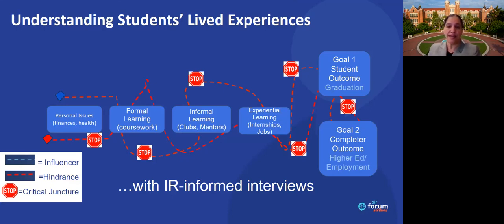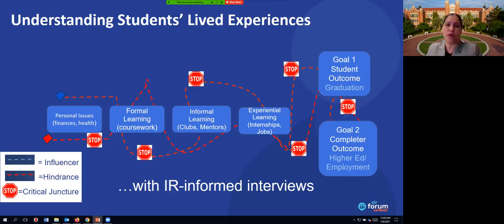So again, guided by institutional research, we have a better way to identify influencers, hindrances, and critical junctures. Critical junctures are basically these stopping points that students might have, when students felt that had they not dealt with this issue, this dire need, they would not have been able to continue. It's one of those junctures where they're at a crossroads and they need to move forward by dealing with that situation. Otherwise, nothing more can happen. So we term that a critical juncture.